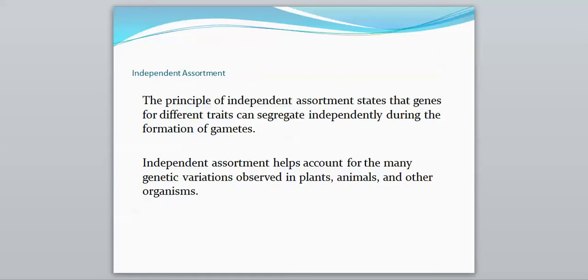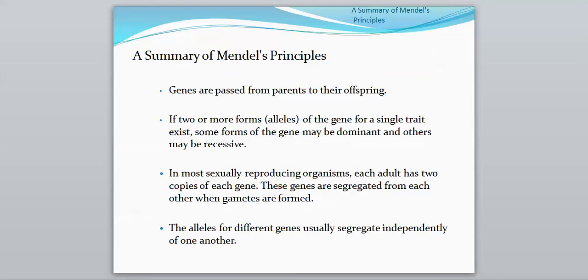So now we will get to a summary of everything that Mendel came up with. Our first principle that Mendel had: genes are passed from parents to their offspring. That's pretty basic. I think we all knew that. We're not going to get anything unless our parents gave it to us.